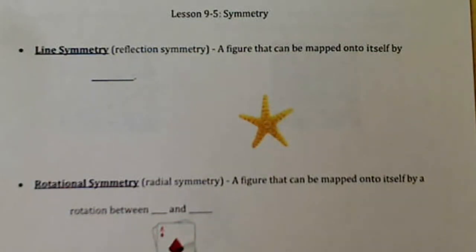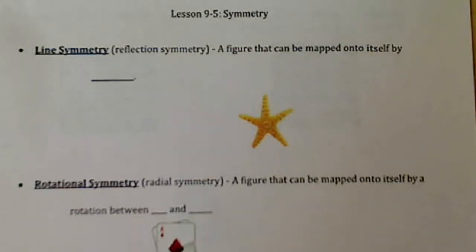Lesson 9.5 is all about symmetry. This is one of my favorite topics because it's something we've been doing for a long time. Think back to when you were in kindergarten. You learned about symmetry. So we're going to take this concept just a little bit further this year, and we're going to talk about some different types of symmetry.